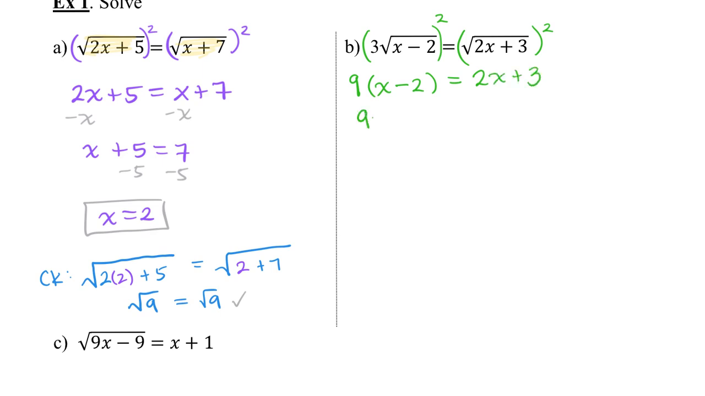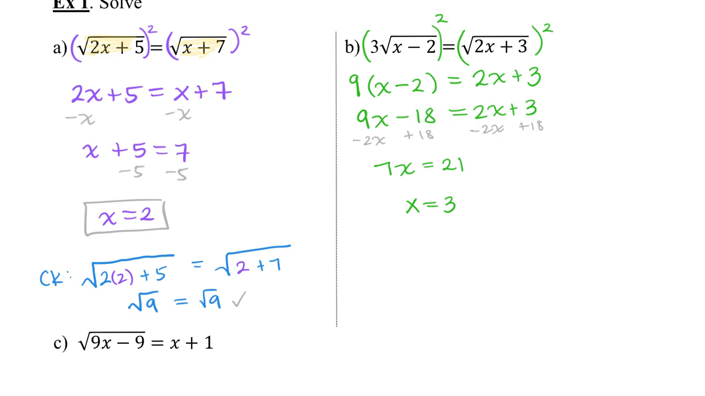Okay, once it looks like this, now I'm going to solve using my algebra skills. Okay, what should I do? I'm going to minus the 2x over. Okay, and then some of you are comfortable adding the 18 at the same time. 9x minus 2x is 7x. Cancel, cancel. 3 plus 18 is 21. Divide by 7, I get x equals 3.